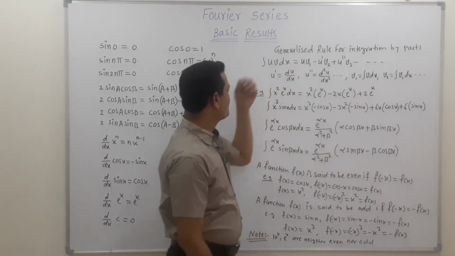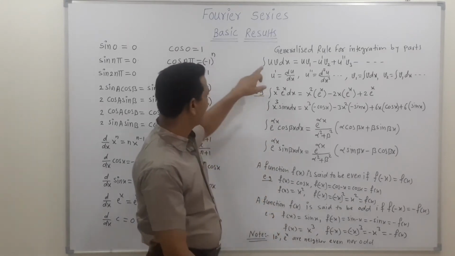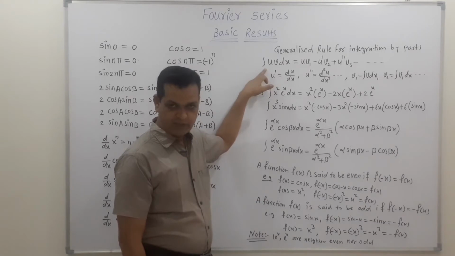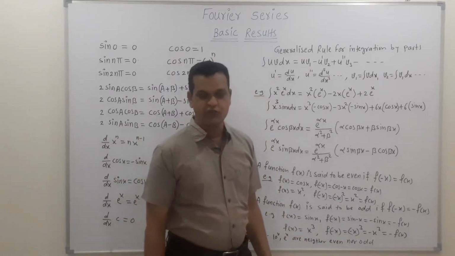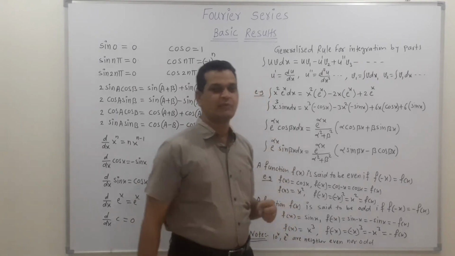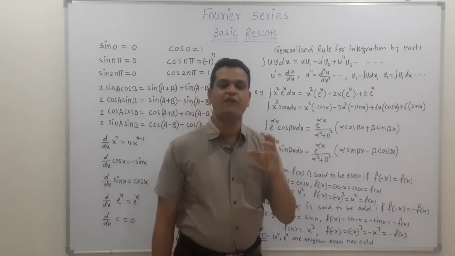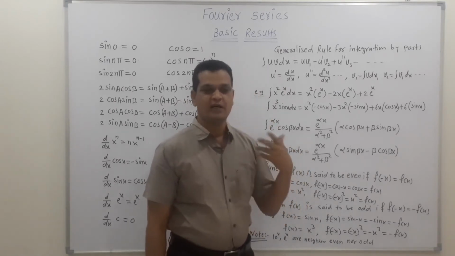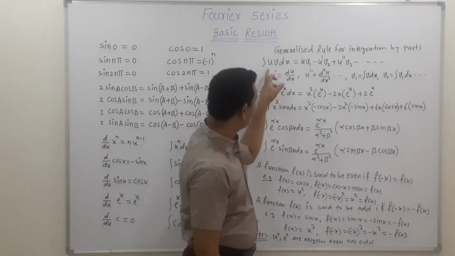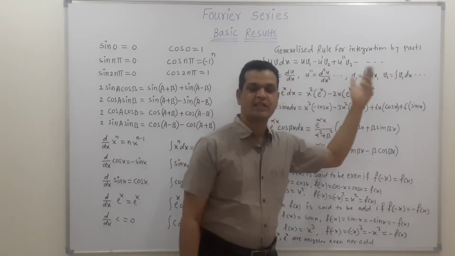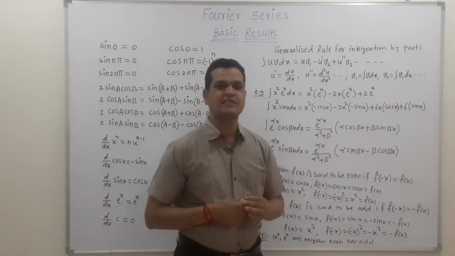So generally, to find the integration of a product of two terms, we use the general rule for integration by parts. This rule is also called the Leibniz theorem for successive differentiation. The most important thing about this theorem is that, out of u and v, the derivative of one term will vanish after successive differentiation. That means after a finite number of steps, one term's derivative becomes 0. Then and only then is this general rule for integration by parts applicable.